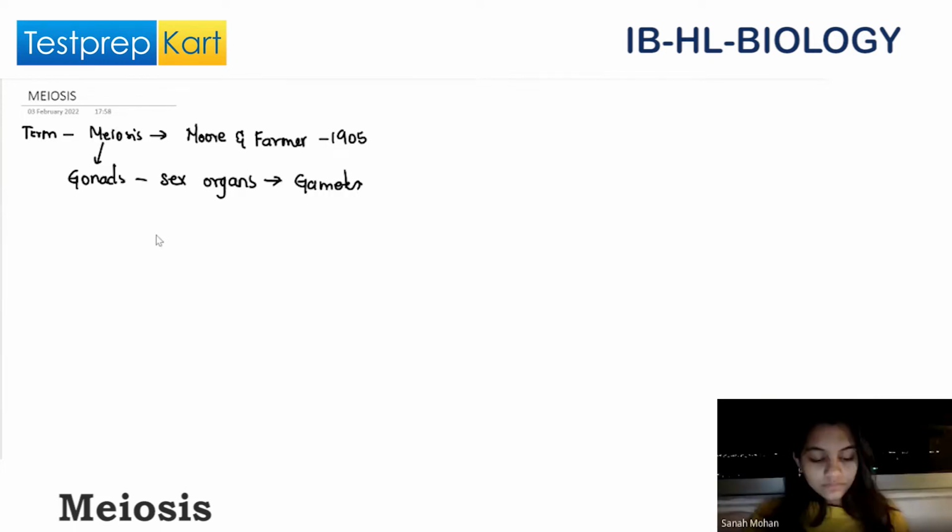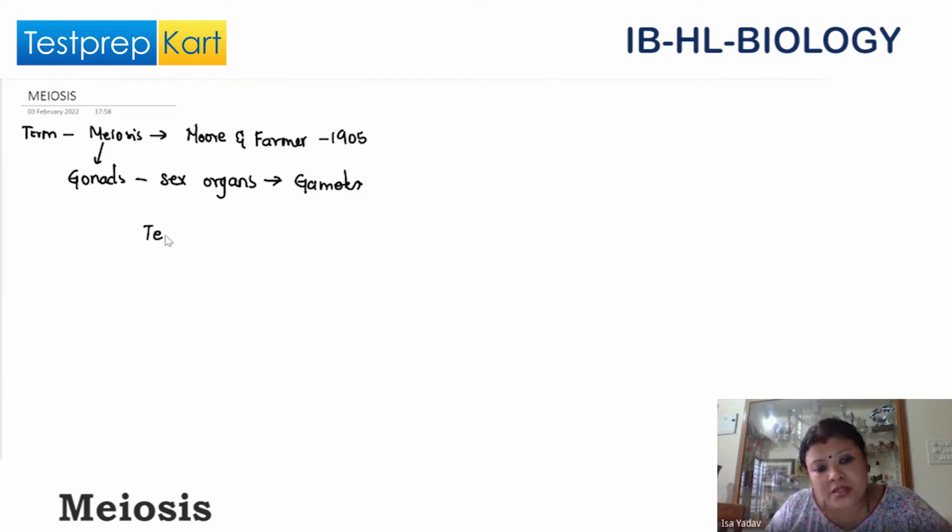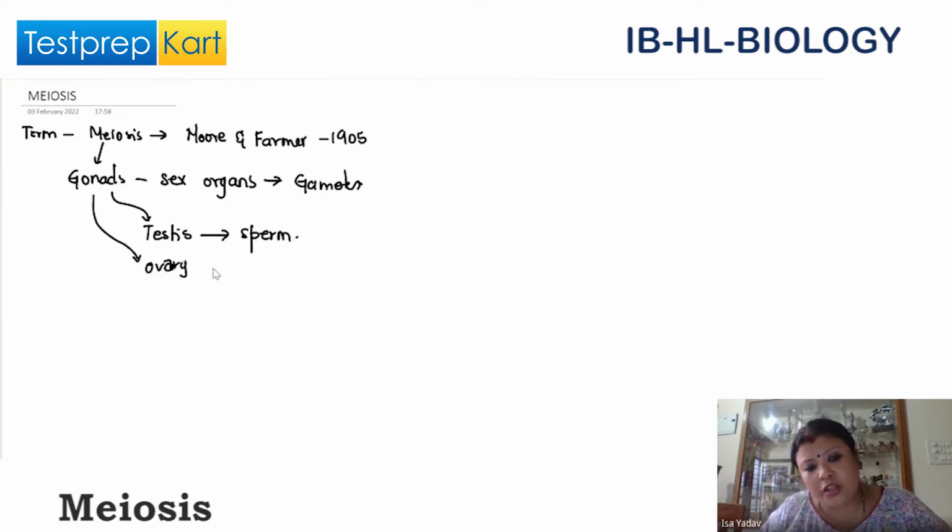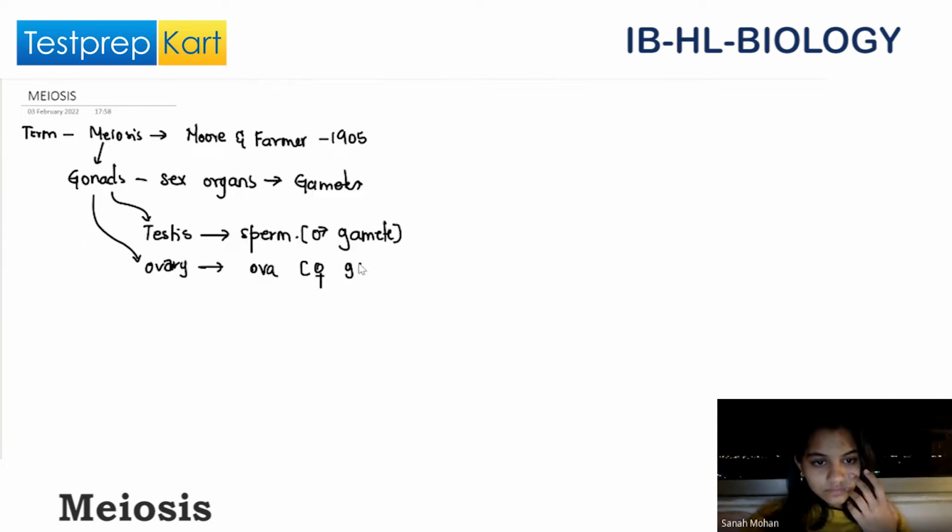For example, the testis. It is a gonad, a sex organ, and it is involved in the production of sperm. The ovary is again a gonad and a sex organ involved in the production of ova. This is the male gamete. This is the female gamete.